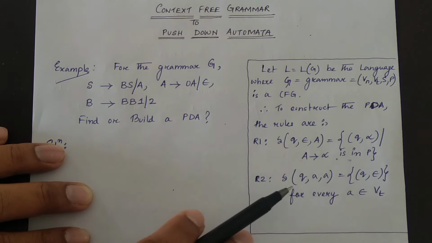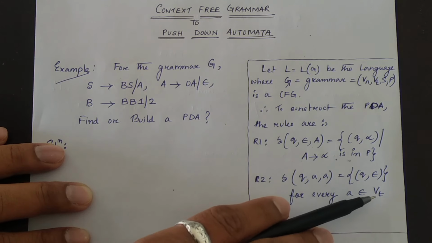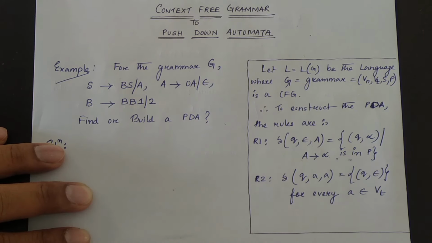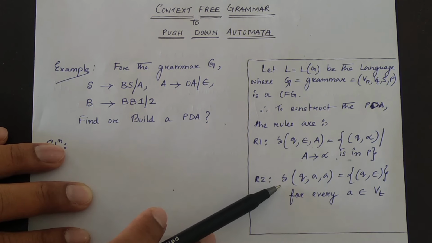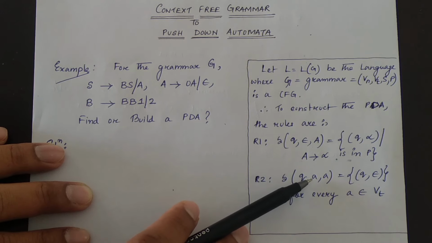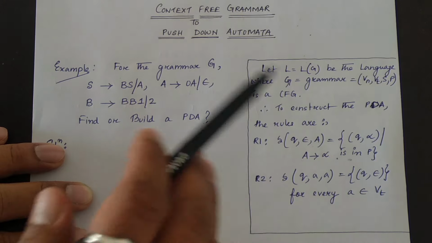Now the second rule says that for every A belonging to the terminal symbols, that means for every terminal symbol, single A, or you can say A, B, C, any terminal symbol, you have to write down the transition function in this format: delta Q, then the terminal symbol, followed by the terminal symbol, and then Q, then epsilon.